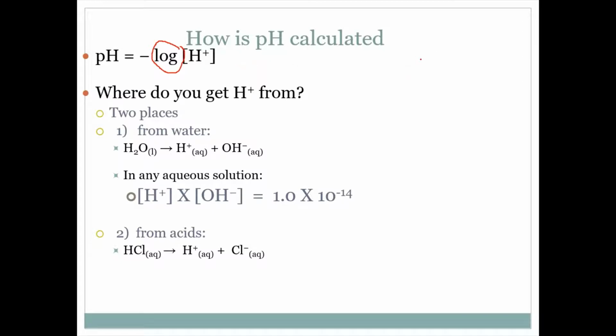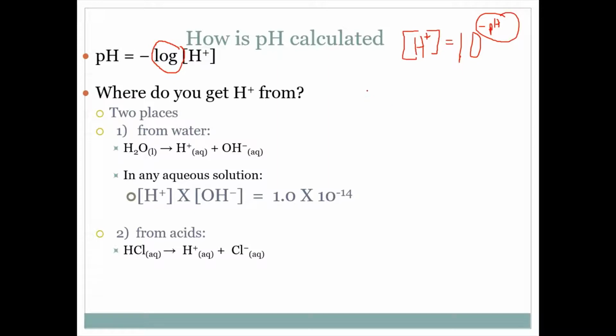In other words, we can rewrite this going, the hydrogen concentration is going to be, and I have this in another slide over here, but it's equal to 10 to the negative pH. So really your pH is the exponent of the concentration of hydrogen, right?